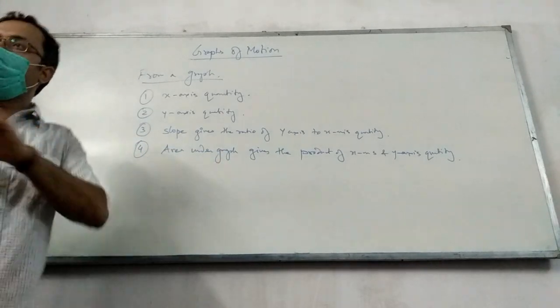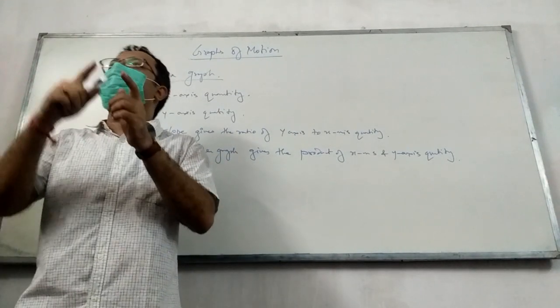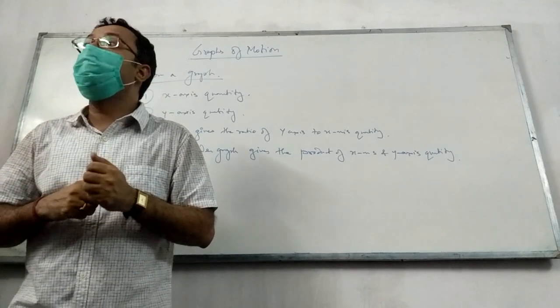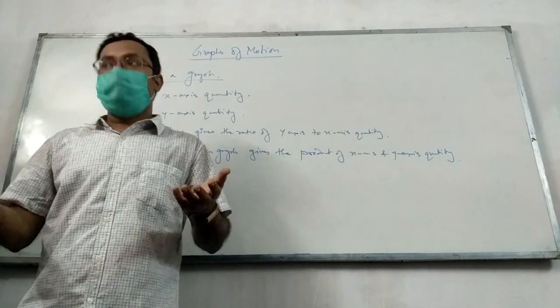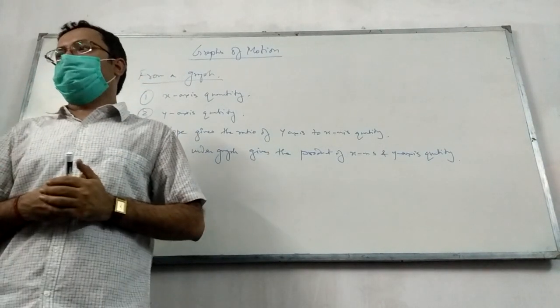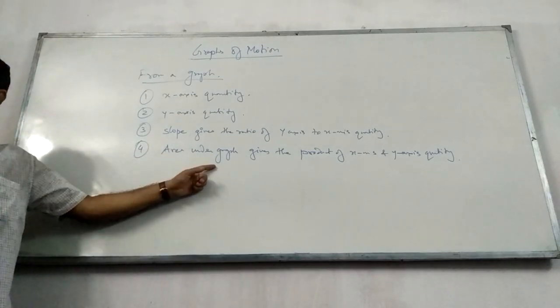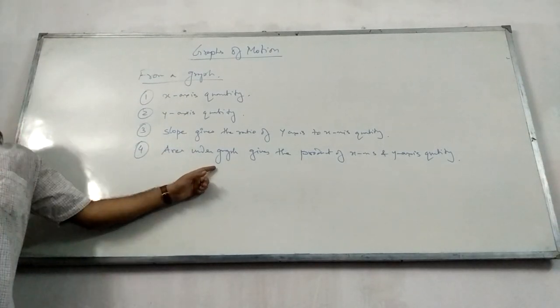Now see, velocity time graph. What do we get by multiplying velocity with time? Displacement. So that is why we find the area to find the displacement.